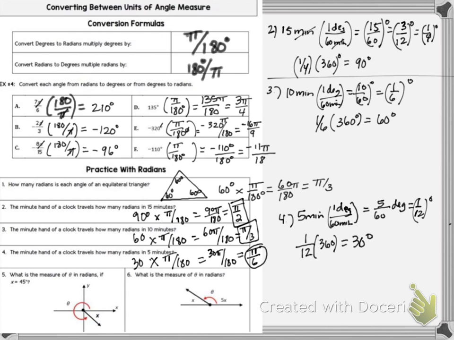Okay, so that's how you do those problems. What is the measure of theta? This is number 5. What is the measure of theta in radian measures?